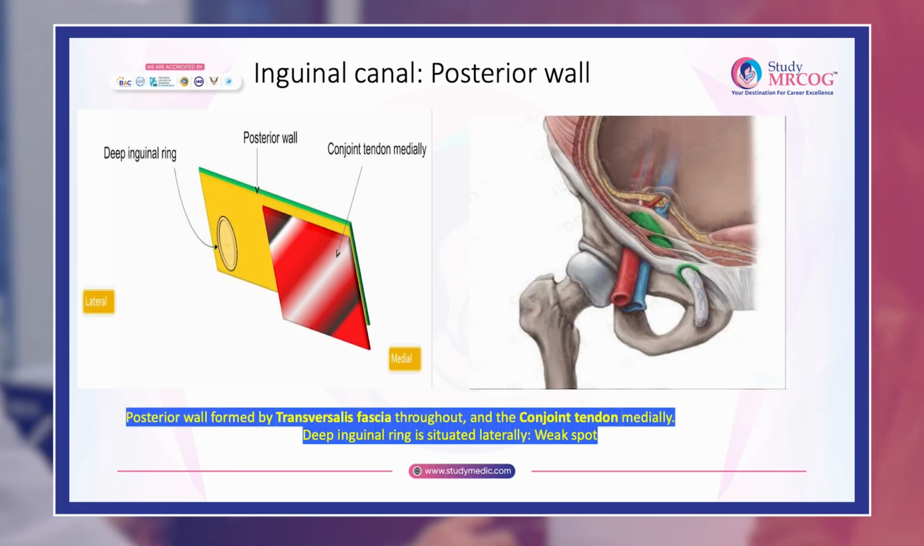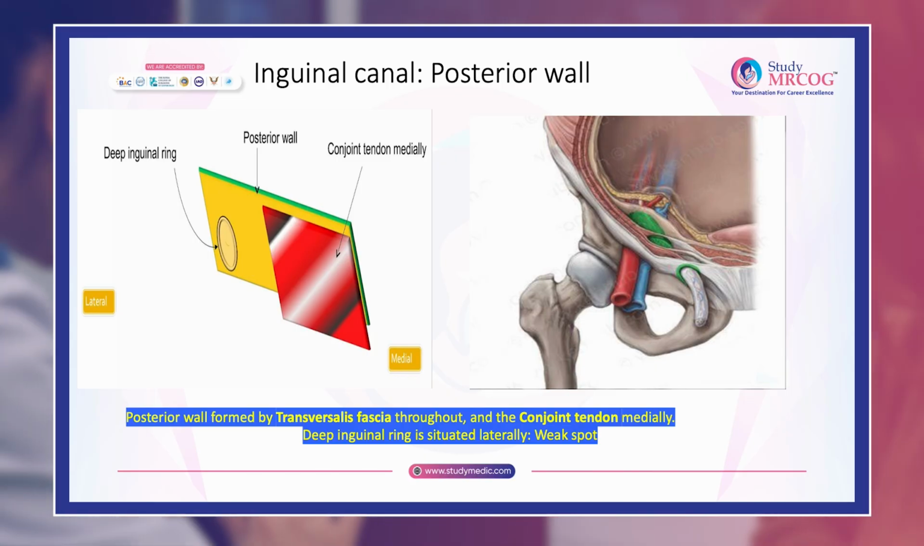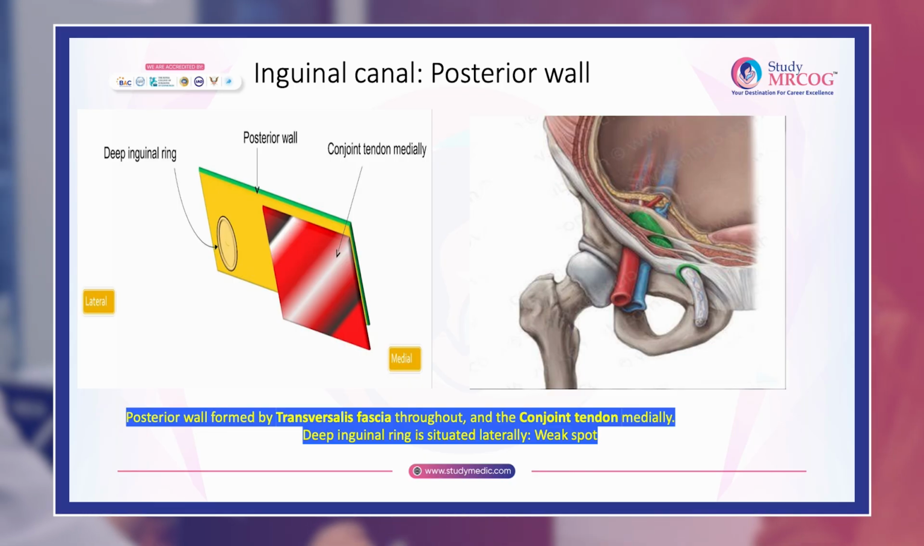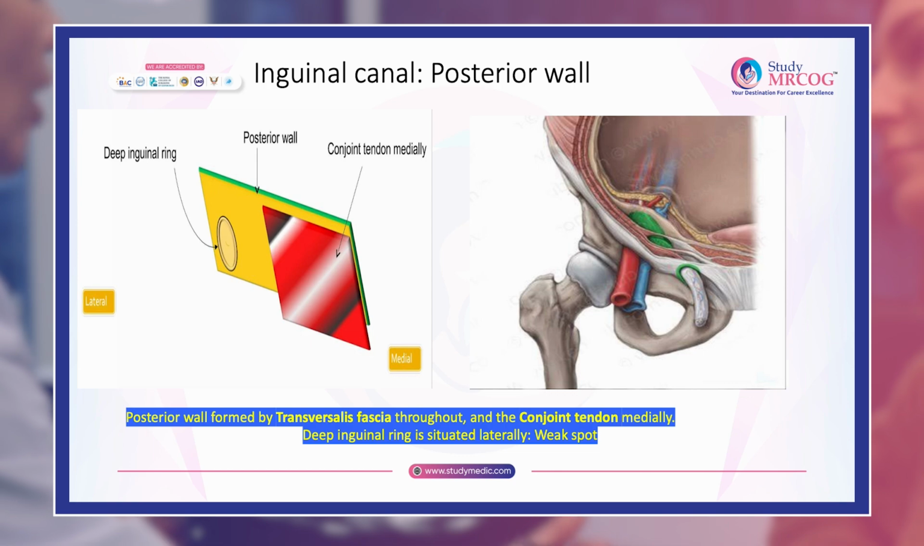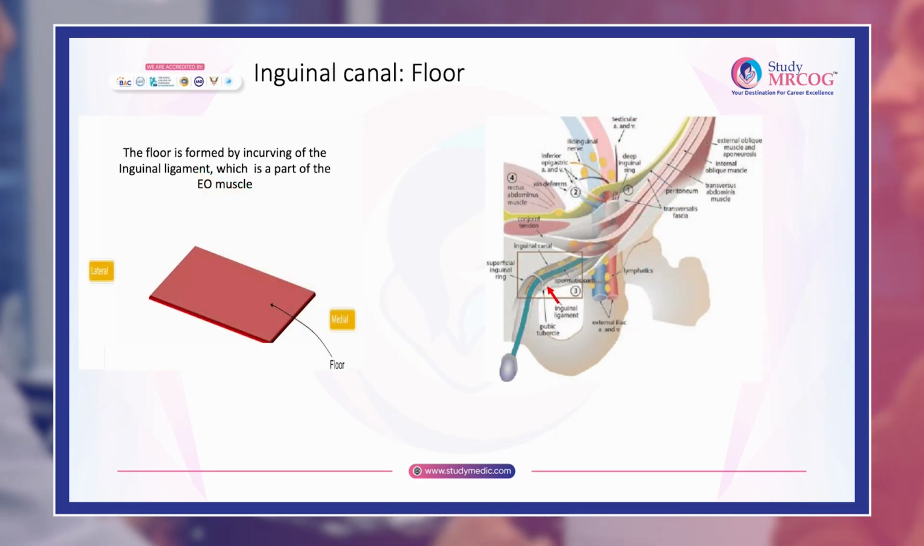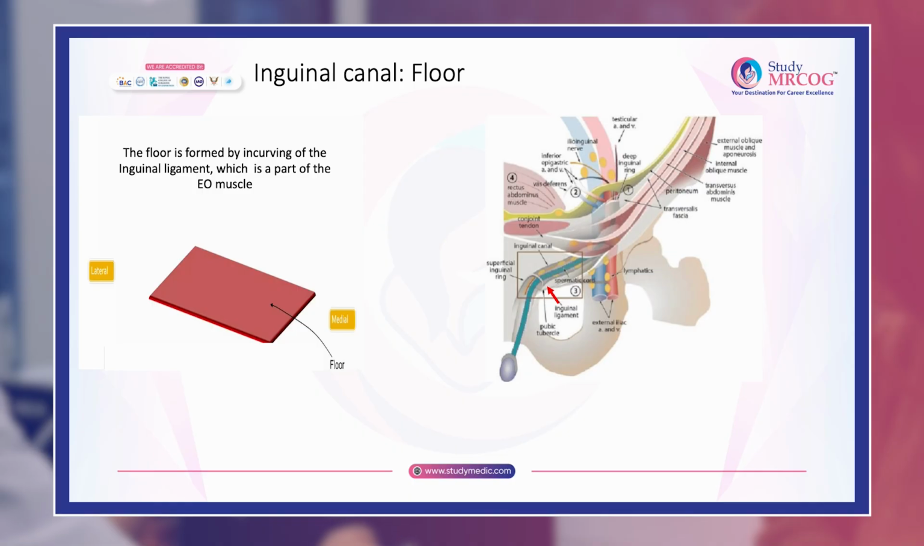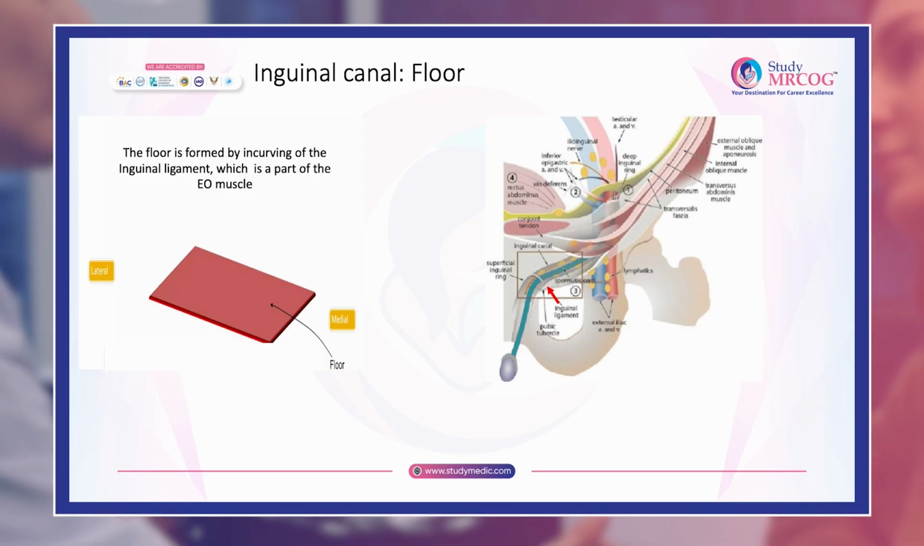The posterior wall is formed by the transversalis fascia throughout the length, and medially this is also reinforced by the conjoint tendon. It is here that the deep inguinal ring, which is a weak spot in the lower abdominal wall, is present. The floor is formed by the inguinal ligament itself, with the lacunar ligament contributing medially.